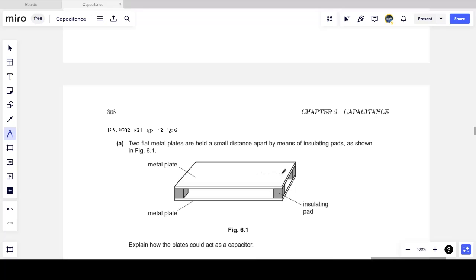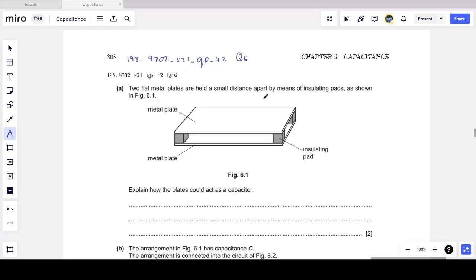The next question is number 198. And this comes from the summer 2021 exam. This is question paper 4, variant 2, and this is question 6 from that paper.